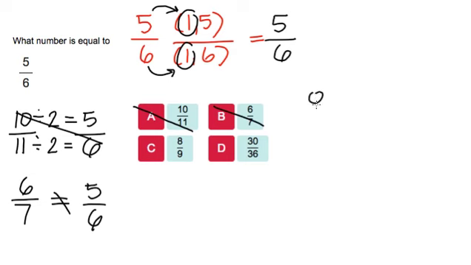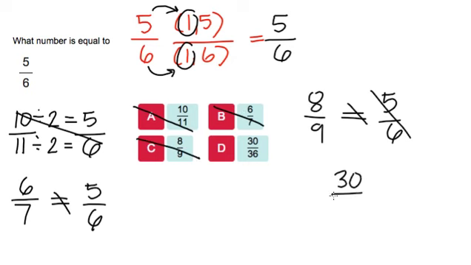Let's look at C. We have 8 over 9 and 5 over 6. 8 over 9 is already in its simplest form, and there is nothing that we can divide by 8 to equal 5, so 8 over 9 is not correct. Now let's look at 30 over, let's write it over here, 30 over 36 and 5 over 6.